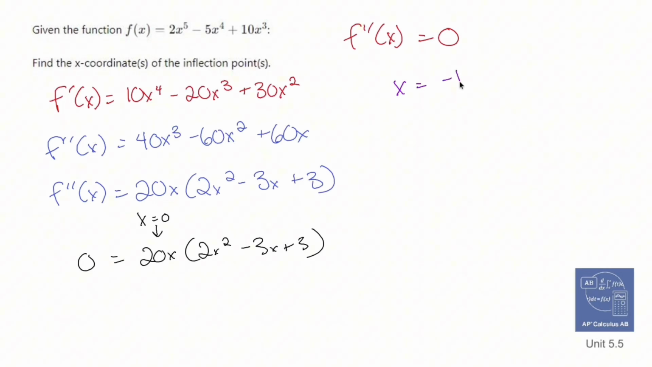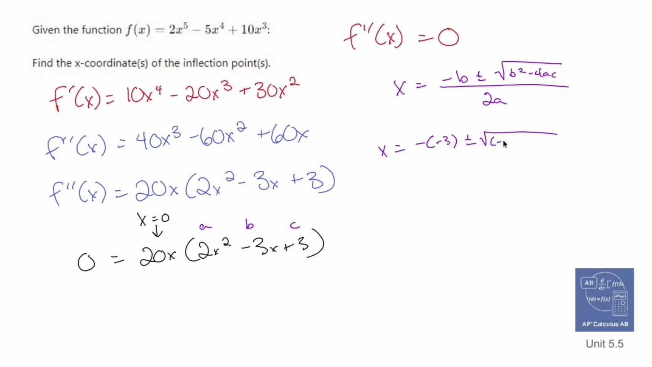X equals negative b plus or minus square root b squared minus 4ac all over 2a, singing a song. You're my A, you're my B, you're my C. So x is going to equal negative 3 plus or minus the square root of negative 3 squared minus 4 times 2 times 3 all over 2 times a, which is 2 times 2. Now, let's write that out. X equals positive 3 plus or minus the square root of 9 minus 8 times 3 is 24.